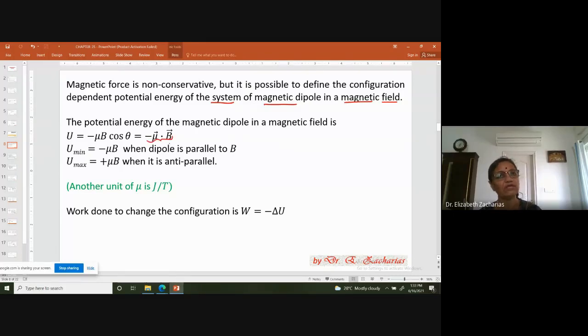From here we found that the potential energy is the minimum and negative when the dipole is parallel to the magnetic field, which is the most stable situation. And when it is anti-parallel, it has the highest potential energy, which is also an equilibrium, but an unstable equilibrium. From this equation, U equal to minus mu dot B, we arrived at another unit of magnetic moment. One unit that we know is ampere meter square. But now we know that potential energy is in joule, so joule per Tesla is also another unit. Then of course we can talk about work done in changing configuration, because after all, work done is the negative of the change in potential energy.